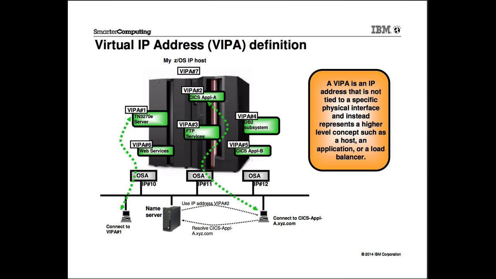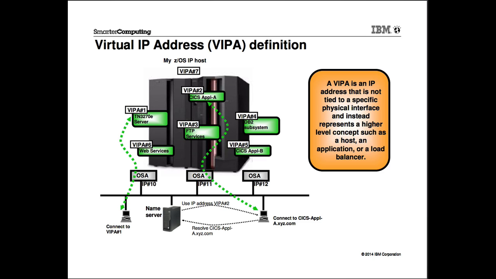Because it's not tied to an interface, VIPAs don't care about network topology. So in this picture here, I have a client that says, I want to connect to VIPA number 1. The name server says, okay, VIPA number 1 is the VIPA IP address, and then the routing table tells the client to go through IP10, which is on the OSA, to get to VIPA number 1. But if IP10 fails because the OSA fails, or somebody reconfigures it, the routing table can tell them to go through IP11 and still get to the same VIPA.